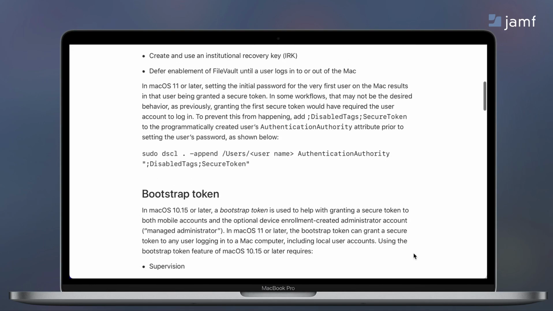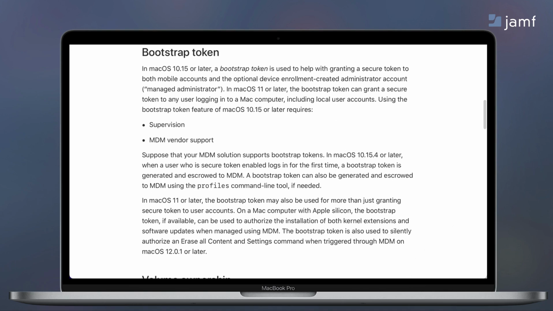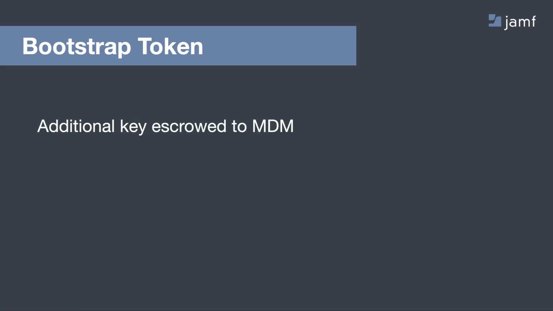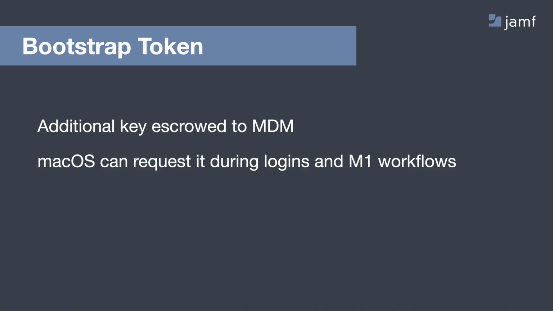The next type of token we'll take a look at is a Bootstrap token. This was introduced in macOS 10.15, where when a secure token user is created or signs in, an additional token gets escrowed to MDM. So that additional key gets sent to MDM, and macOS can request that when it sees fit. This can be if a user account signs in that doesn't have a secure token, the login window will grant them one as they sign in. This can also be used for different management workflows with Apple Silicon computers with the M1 chip.